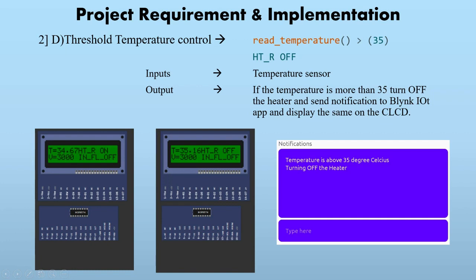Here we can see the temperature has risen since the heater is on. The temperature is 34.67, and as soon as it reaches 35, the heater has stopped. And this complete thing is shown in the Blynk IoT notification: temperature is about 35 degrees Celsius, turn off the heater.